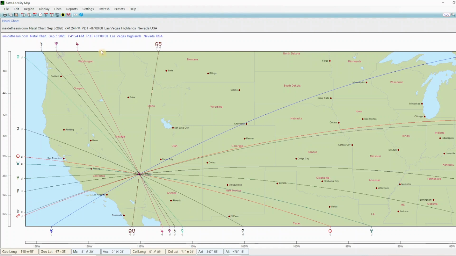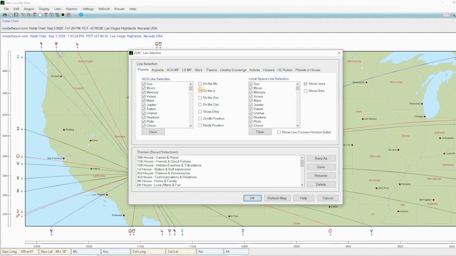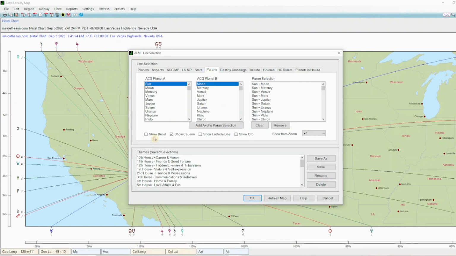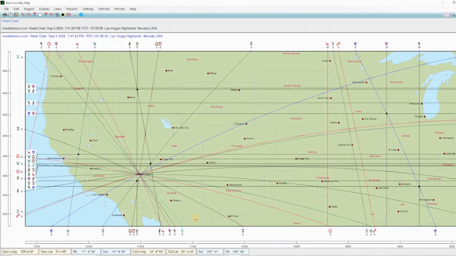So now I will put all the lines back on the map. And so here they are, the angle lines, the parans, horizontal lines, and the local space lines all on one map. Hopefully they make a little more sense now, the three different types of lines that you'll see and how we look at them apart from one another. So I just wanted to do a quick breakdown on that.